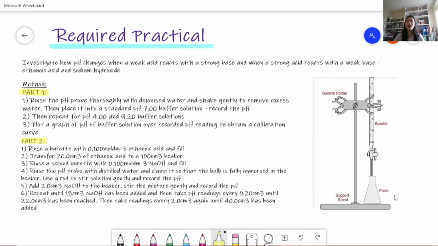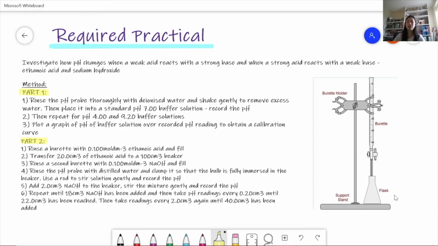So we have a recorded value of the pH for an acid and an alkali. And then we plot a graph of the pH of the buffer solution over the recorded pH reading. And this is so that we can obtain something called a calibration curve, where it'll help us in part two when we've recorded the pHs, and then we need to use this calibration curve to find out actually what the pH is when we shift it along slightly because of the inaccuracy of the probe.